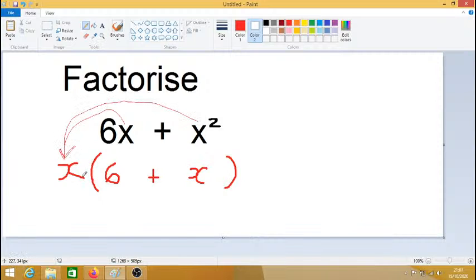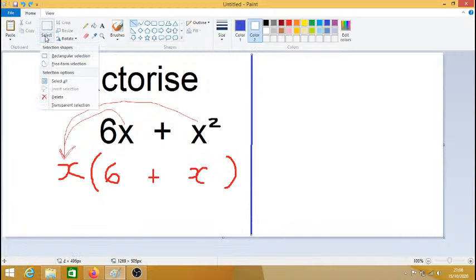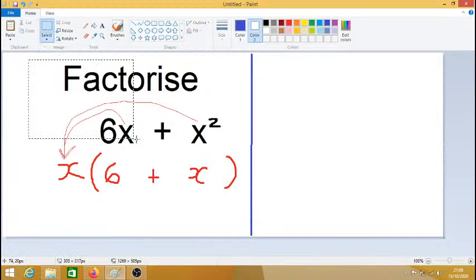And then in the brackets, what do we need to times by the common factor of x? We need to do times 6 to get the 6x and times x to get the x squared. So the final answer is there. And today it's just going to look a little bit different, but it's the same principle that's going to apply, inshallah. So let's see if I can show you how it's going to be a bit different today.